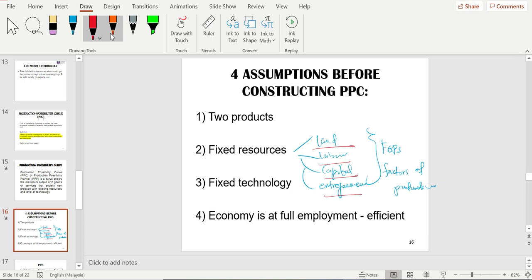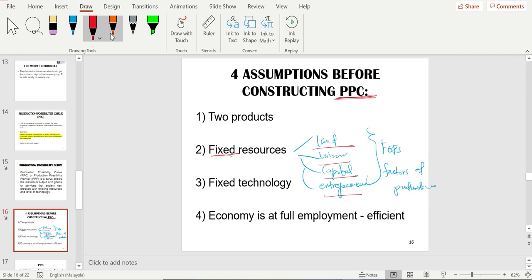Entrepreneur can die, like labor lah, boleh mati juga. Dan boleh bertambah juga if we import entrepreneurs from outside. So all these four resources ni are subject to change. Tapi bila kita want to construct PPC, we will assume these four resources are fixed. Maksud fixed tu tetap, dia tak akan berubah.